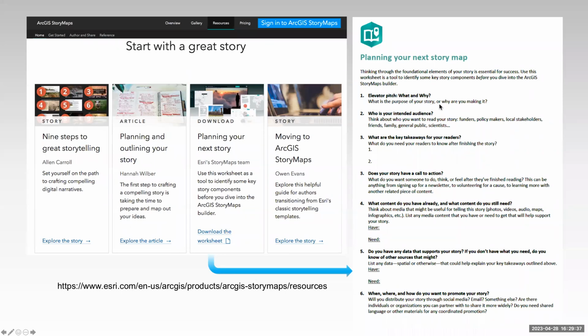What is the purpose of your story? And why are you making it? You should be able to answer it. Who's your intended audience? What are the key takeaways? Does your story have a call for action? Somebody to roll up their sleeve and act? Do you have that? If you don't have that, the story is weak.